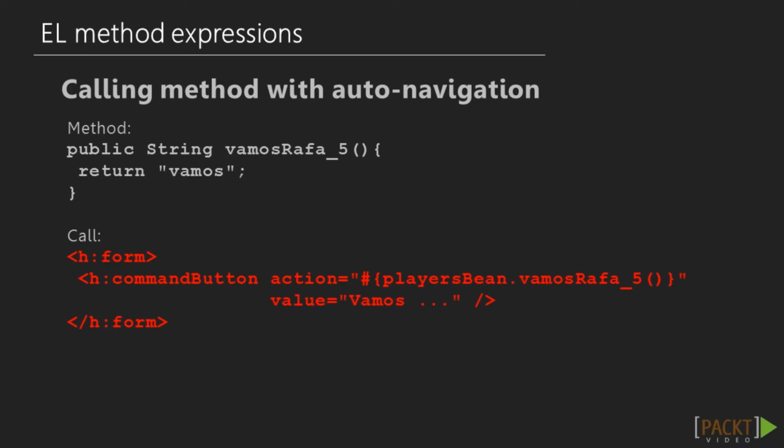Now, when the button labeled Vamos is clicked, JSF will resolve the view name Vamos to the vamos.xhtml file. In addition, JSF will look for the vamos.xhtml file in the current folder and will navigate to it. Commonly, these navigation methods are used for conditional navigation between JSF pages.